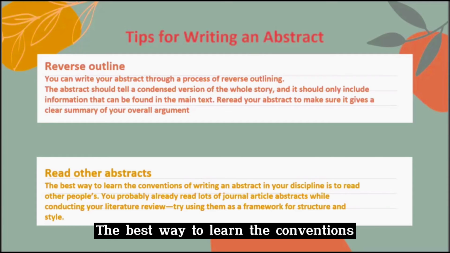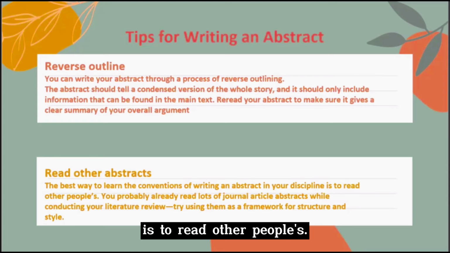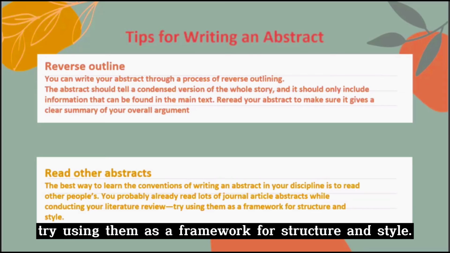Read other abstracts. The best way to learn the conventions of writing an abstract in your discipline is to read other people's. You probably already read lots of journal article abstracts while conducting your literature review. Try using them as a framework for structure and style.